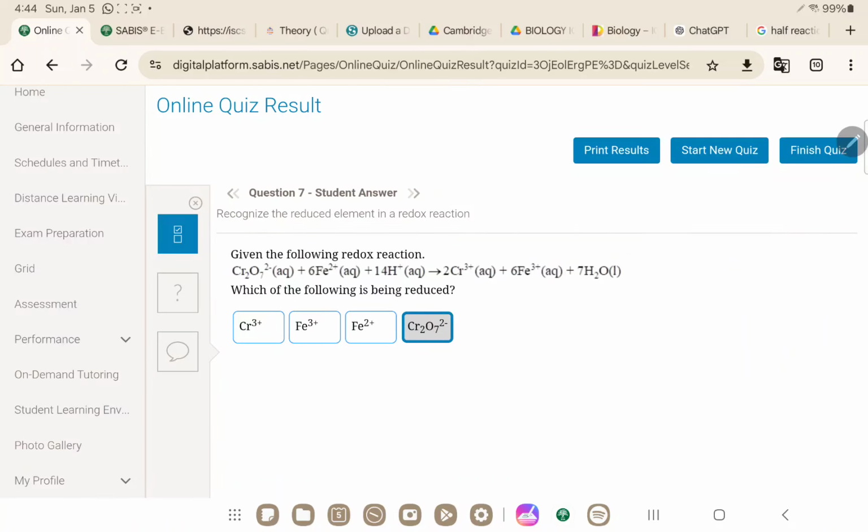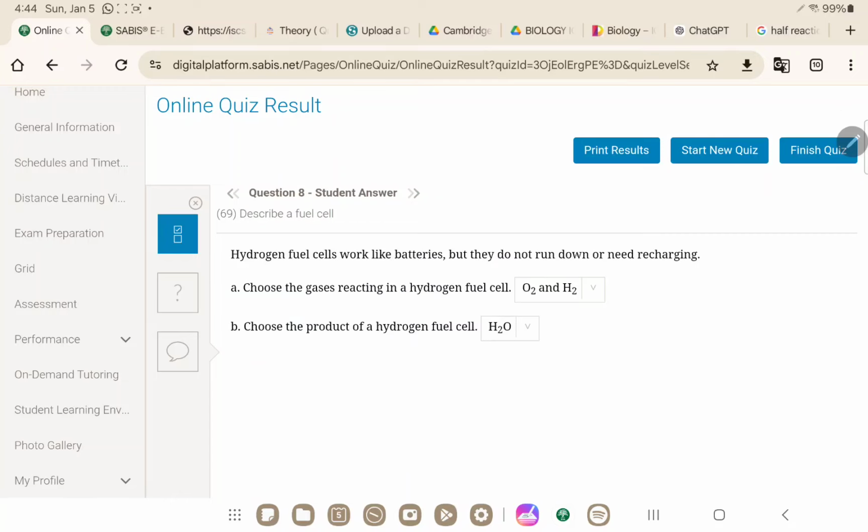Moving on. So here again, it's about the fuel cell, which is the paragraph you have to read in the notes. Hydrogen fuel cells work like batteries, but they do not run down or need recharging. Choose the gases that are in a hydrogen fuel cell. As the name states, you obviously have hydrogen, and since your product is going to be water, you also need oxygen. This is also, again, memorize it. It doesn't ever change. It's the same answer.